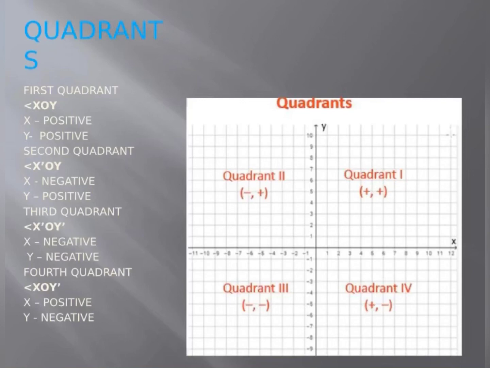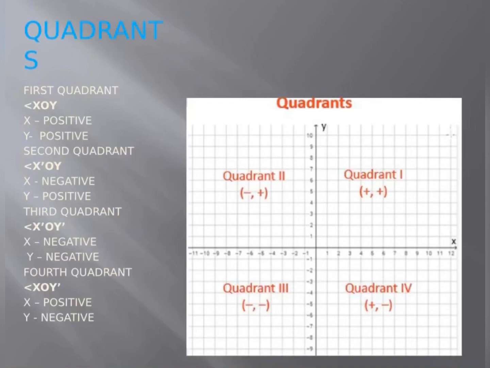Now consider the second quadrant. It is represented by X dash OY, which comprises OX dash and OY parts of the x and y axis respectively. And you know that OX dash consists of negative numbers and OY consists of positive numbers. So for any point in quadrant 2, the value of x will be negative and the value of y will be positive.